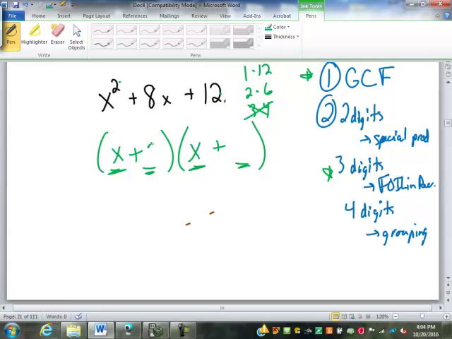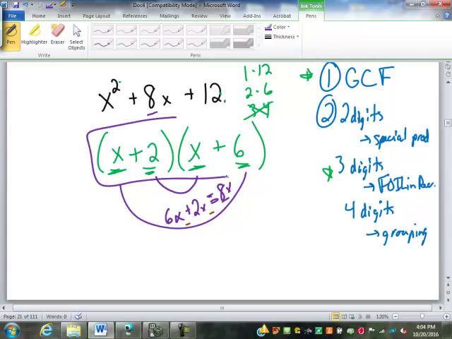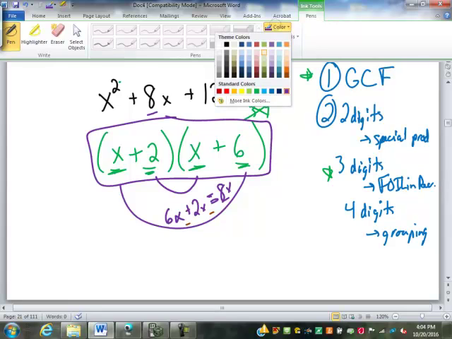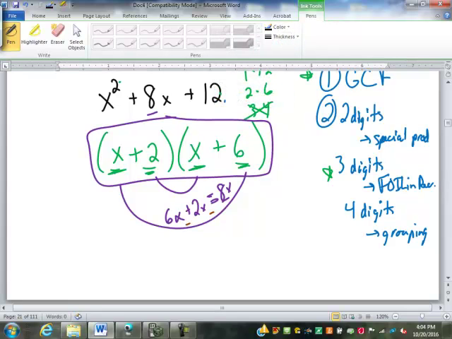What do you want to try? 2 and 6. Good. We double check that. On the outside, x times 6, 6x. On the inside, 2 times x, 2x, which adds up to make 8x, which is what we want. So this is our factor: x plus 2 times x plus 6. Any questions?